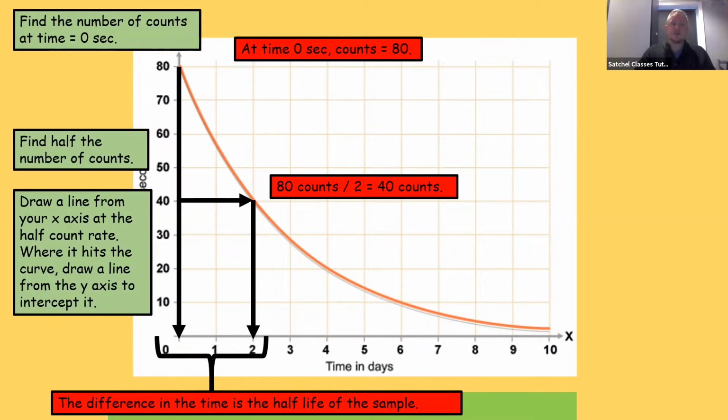So you can see from my first intercept at 0 to my second at 2, the difference in time is 2 days. If I were to extend this further and draw a line at 20 and intercept the axis and bring it down, it would come to 4. But the difference between 40 and 20 is the difference in days 2 to 4, so it still remains the same half-life, 2 days.